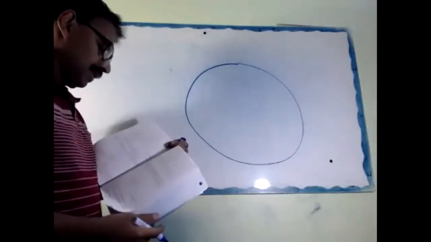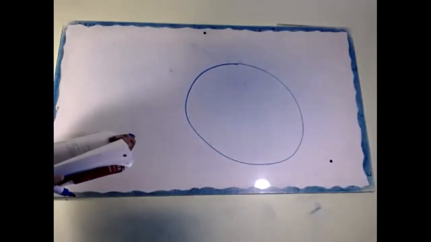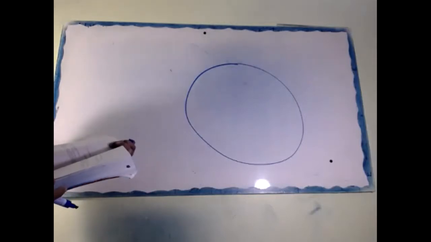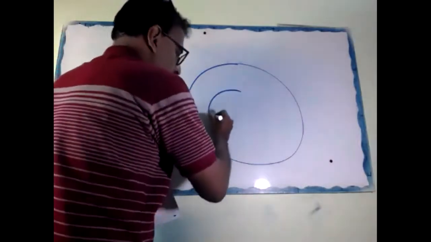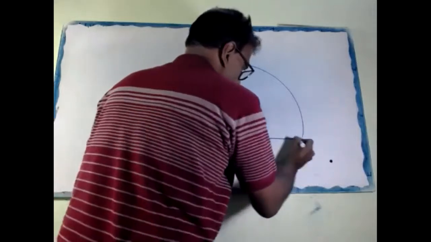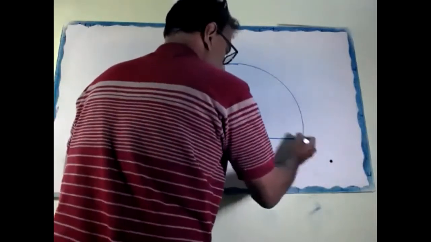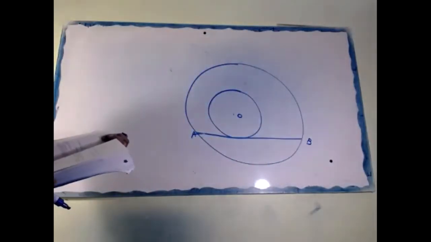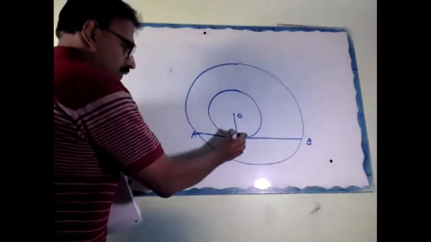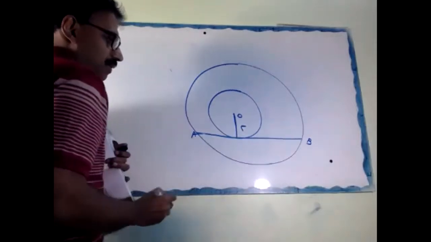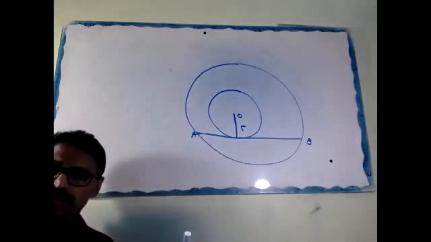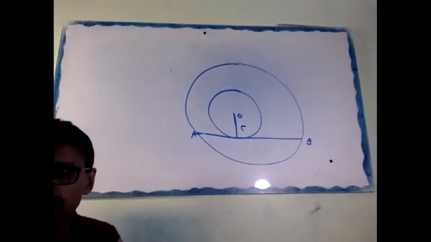This is the figure. Look, in two concentric circles, a chord of length 24 centimeter of the larger circle becomes tangent to the smaller circle. This is O. This is chord AB. That is 24 centimeter. Become tangent to the smaller circle, whose radius is 5. This radius is 5. So find the radius of the larger circle. Okay. Do first.